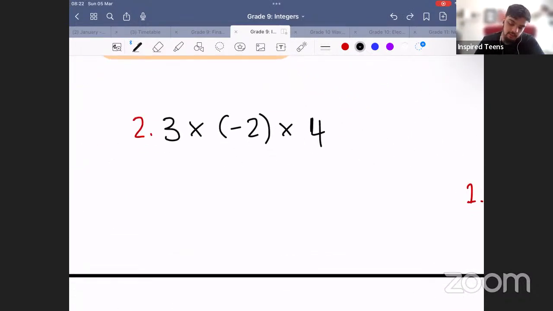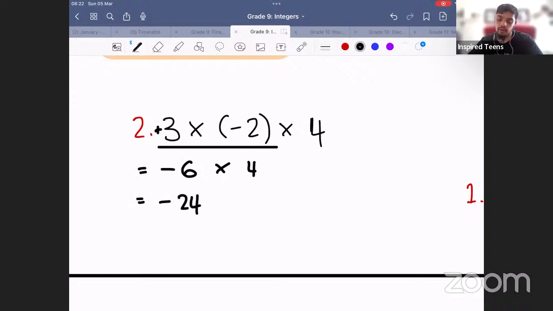Let's revise this concept. It is multiplication as well. So 3 times negative 2. So that's a positive times a negative. So the answer is going to be negative. And then 3 times 2 is 6 times 4. This is a negative times a positive. Overall answer is going to be negative 24.